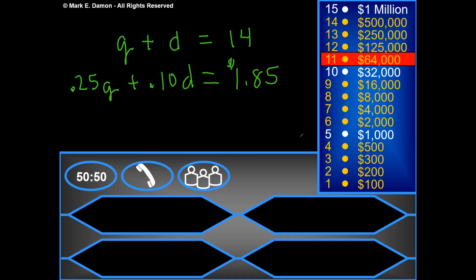Got two techniques from here. You can use elimination method, which is very popular, or you can use substitution method.